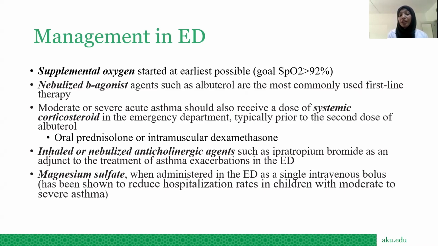Then inhaled or nebulized anticholinergic agents such as ipratropium bromide are proven to have a role as an adjunct to the treatment of asthma exacerbation in the emergency department. And if your patient is not responding to all these therapies, then we can use magnesium sulfate in the emergency department. There are studies showing that the use of magnesium sulfate reduces the hospitalization rates in patients with moderate to severe asthma.